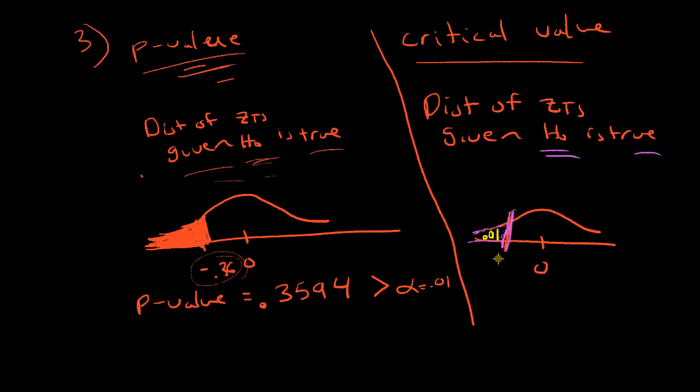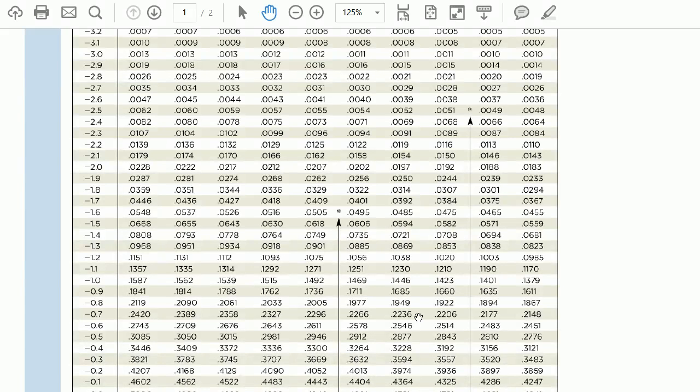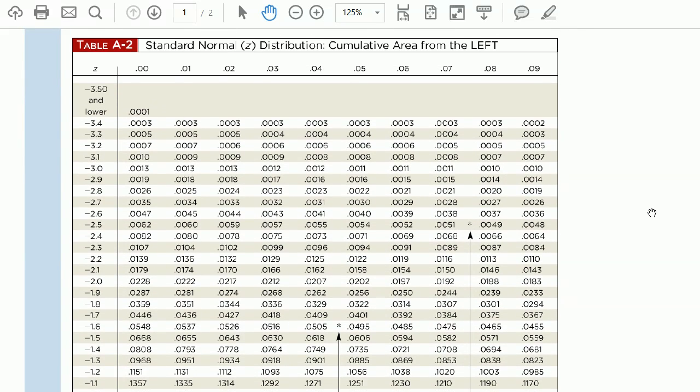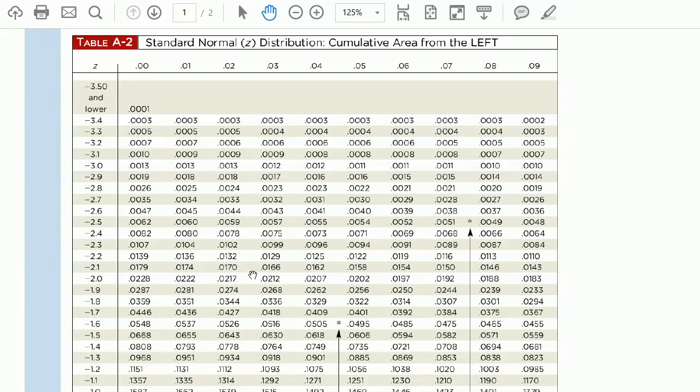Okay, and so we need to know what this critical cutoff is. I'm going to write Z subscript c for critical cutoff. What's the cutoff beyond which the extreme values of the test statistic are considered to be? To do that, I go to my table, and I look inside the table for 0.01.